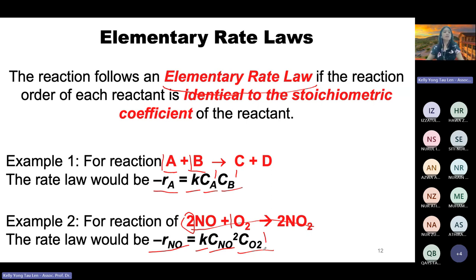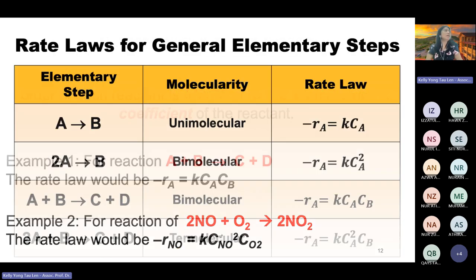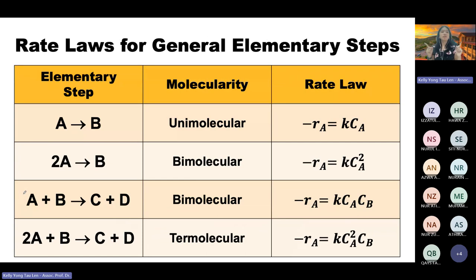Okay, so bila the elementary rate law, you don't have to think that much. Okay, I will write down the minus RA or the minus of the reactant equals to K. You put down the concentration of the reactant. The reaction order follows the stoichiometry coefficient in your chemical equation. Okay, so that is for elementary reaction.